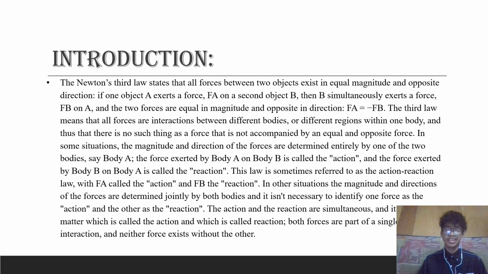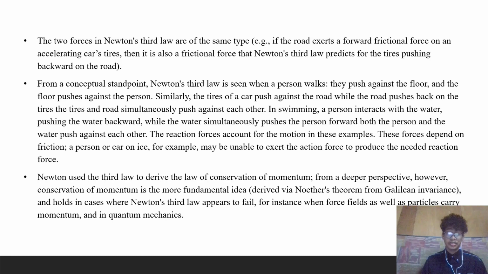In other situations, the magnitude and direction of the force are determined jointly by both bodies. It isn't necessary to identify one force as the action and the other as the reaction. The action and the reaction are simultaneous, and it doesn't even matter which is called the action and which is called the reaction. Both forces are part of a single interaction, and neither force exists without the other. The two forces in Newton's third law are of the same type.